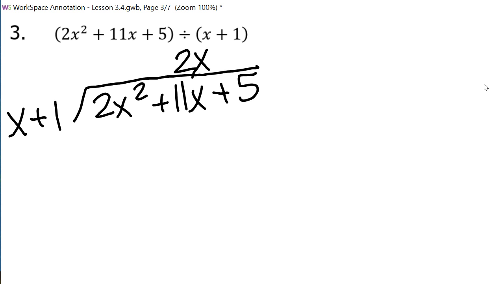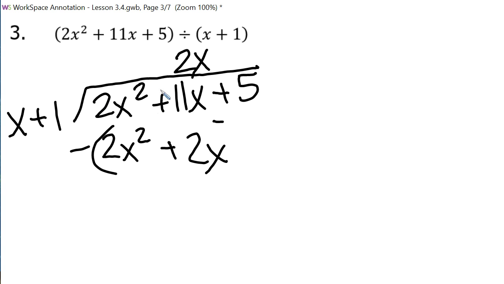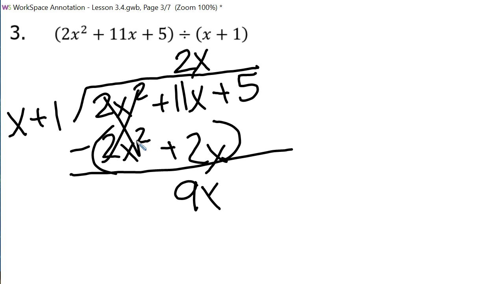After we find that answer, what do we do next? Multiply. So what is 2x times x? 2x squared. What is 2x times 1? 2x. What do I do next? Subtract these. So what is 2x squared minus 2x squared? 0. What's 11x minus 2x? 9x. You always want to keep two terms, so drop down the plus 5.